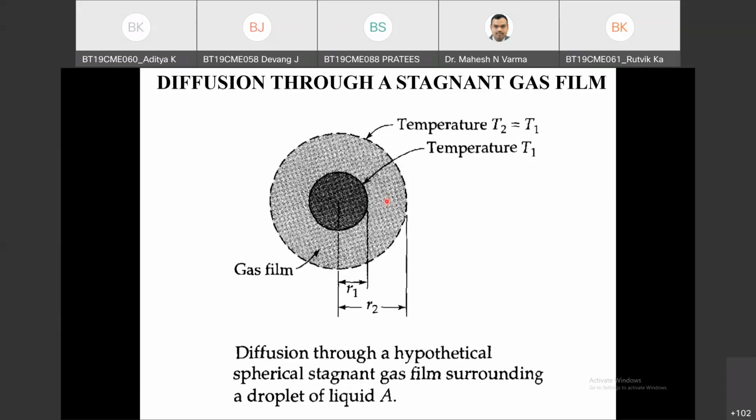And as I discussed, here we'll have the solubility concentration. Certainly, this concentration will be lesser than this concentration. I am moving in R direction. There will be variation in R direction only.